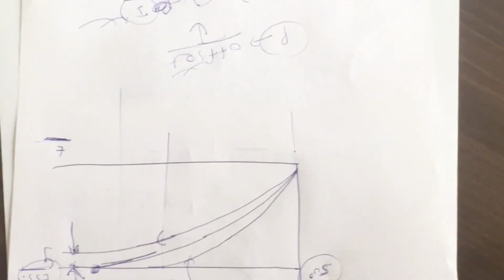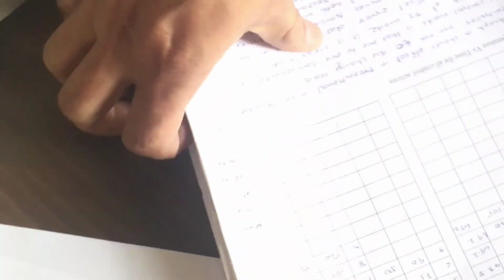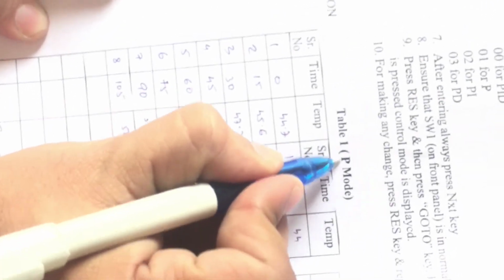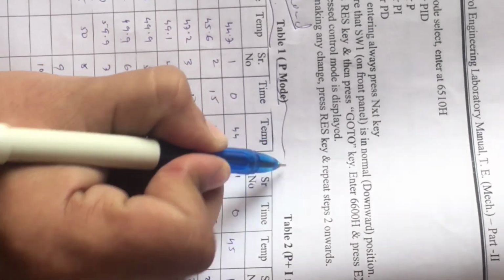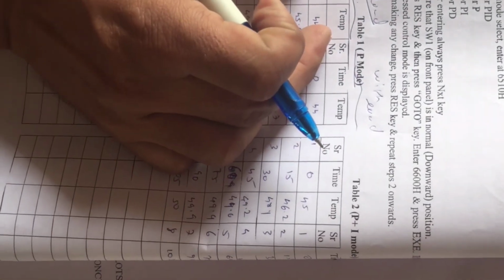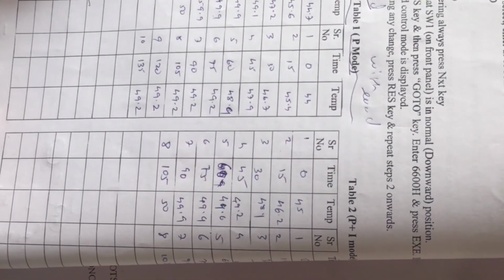I will now explain how to conduct this particular experiment. We have 4 tables, and the first table is for P mode. In the first part, this one is without load, no load, and the second part is with load, that is, the fan is working. So each table has 2 parts. The first 3 columns are no load, the last 3 columns are with load, and we have chosen P mode, PI mode, PD mode and PID mode.